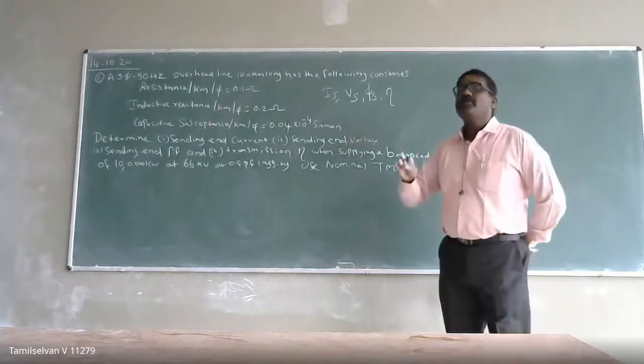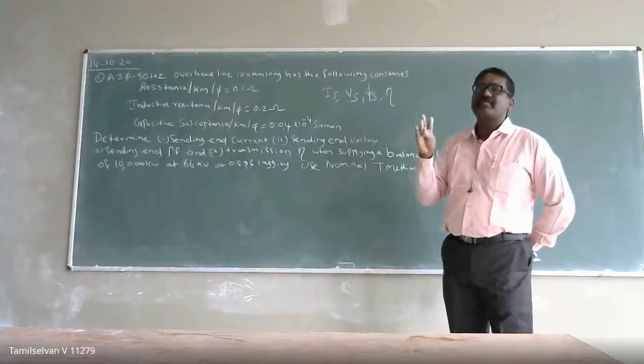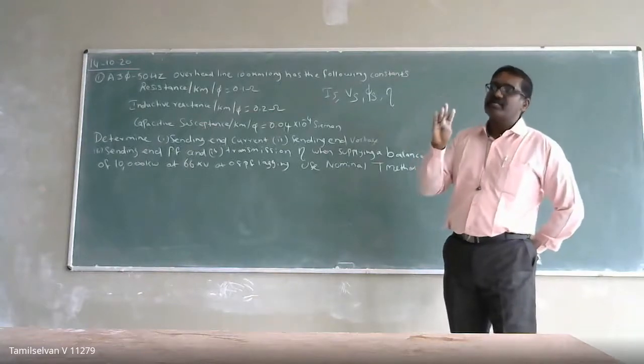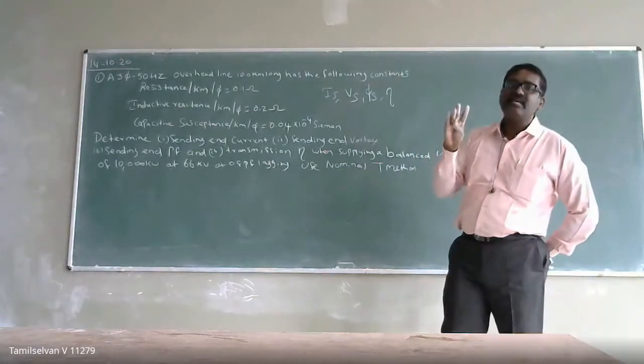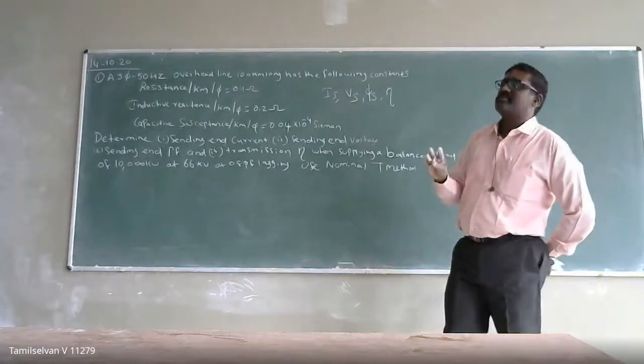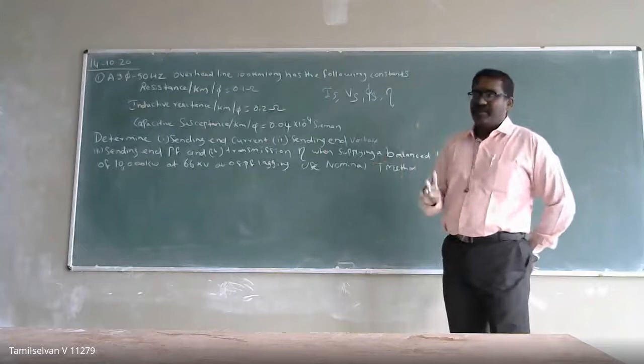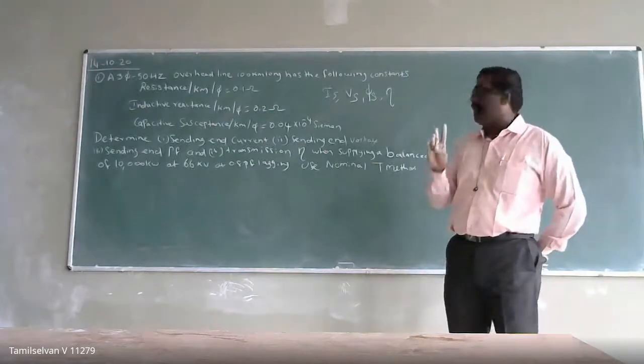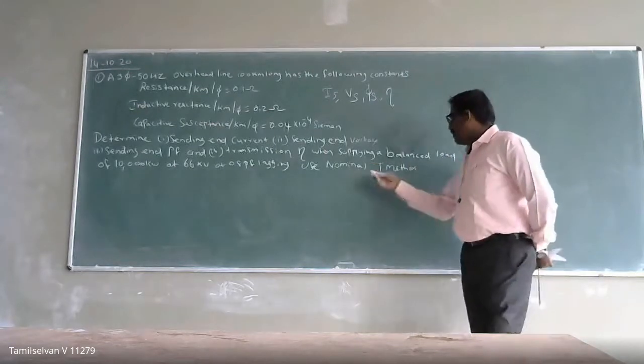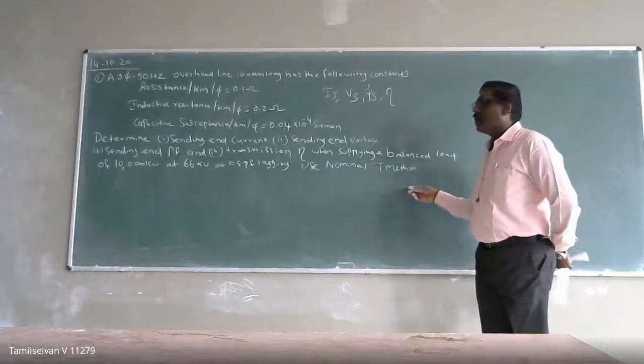It depends on how we are placing the effect of capacitance in your transmission line. Based on that, we can analyze the medium transmission line either by using the end condenser method or the nominal T method or the nominal pi method. Okay, here they ask to solve by using the nominal T method.